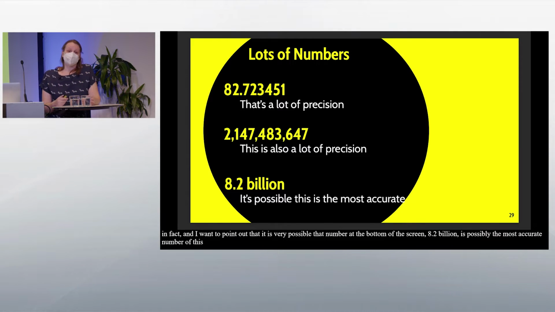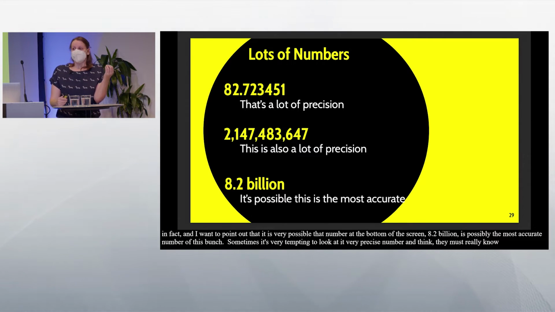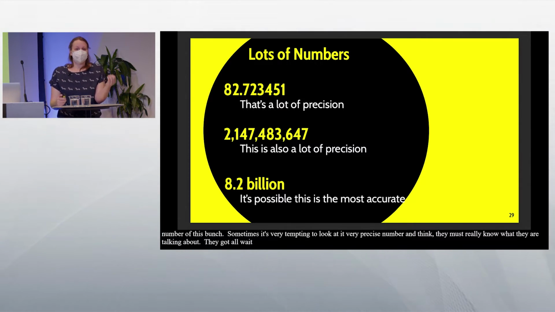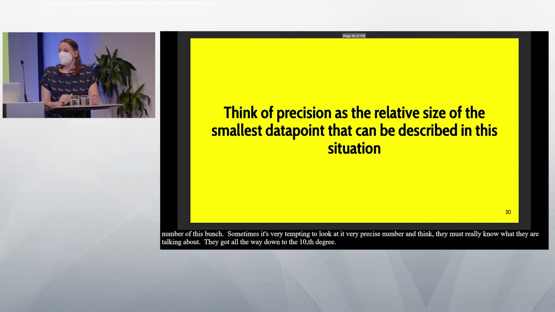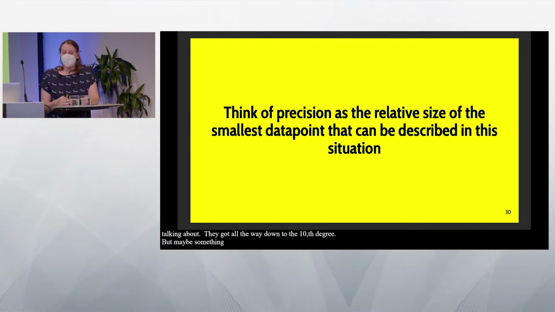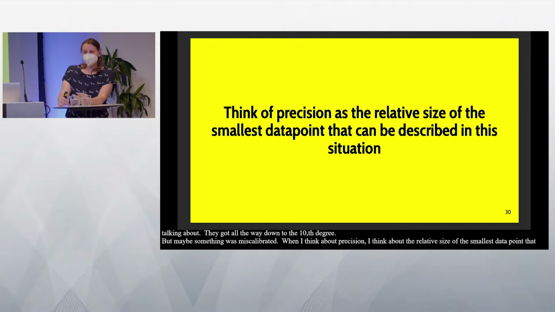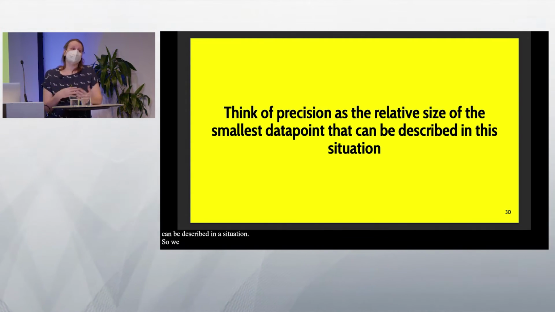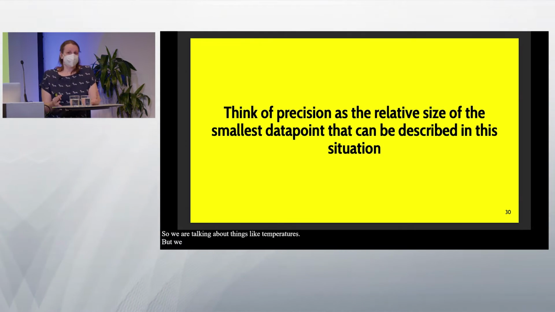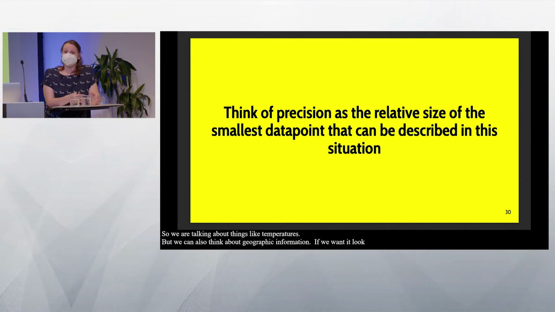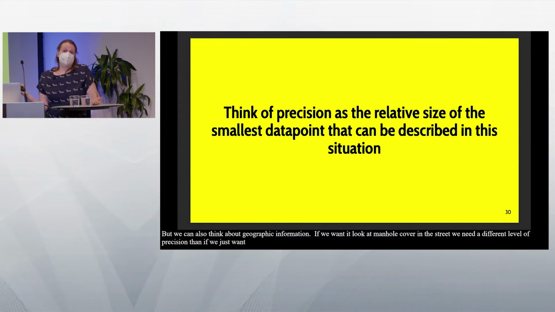Sometimes it's very tempting to look at a very precise number and think, they must really know what they're talking about. They got all the way down to the 10,000th of a degree. They must have really been measuring that perfectly, but maybe something was miscalibrated. So when I think about precision, I think about the relative size of the smallest data point that can be described in a situation. So we're talking about things like temperatures, but we can also think about GIS, geographical information. If we want to look at a manhole cover in the street, we're going to need a different level of precision than if we just want a mountain range, or is the river in this place?